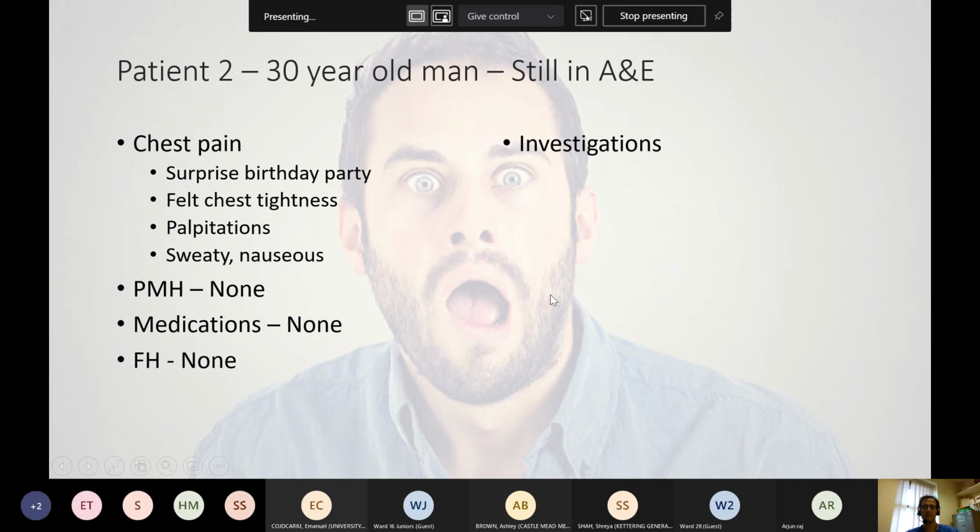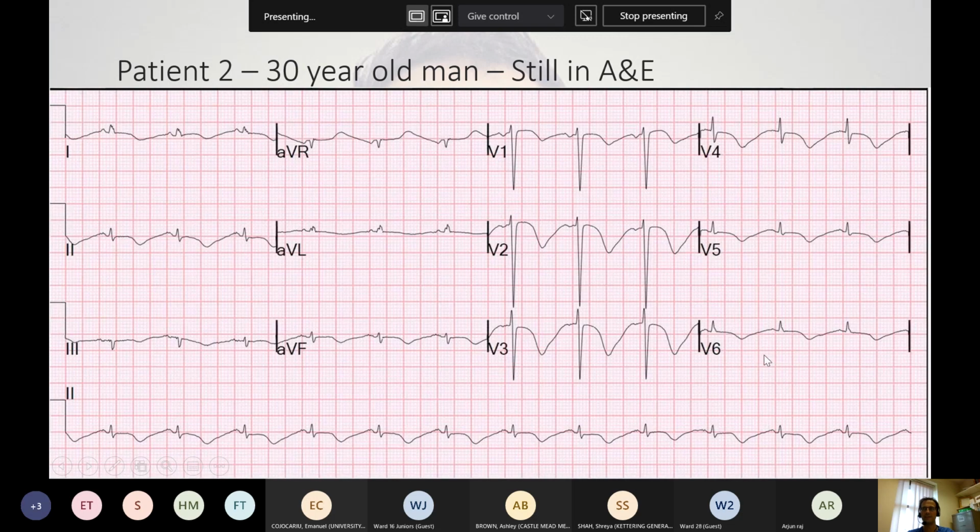So you would obviously want to investigate this gentleman. We might want to take a more thorough history, consider if it was an arrhythmia, consider acute coronary syndrome, and loads of other differentials of chest pain. Maybe he's had a panic attack. But we will want to get an ECG fairly early on. And what do you think of this ECG?